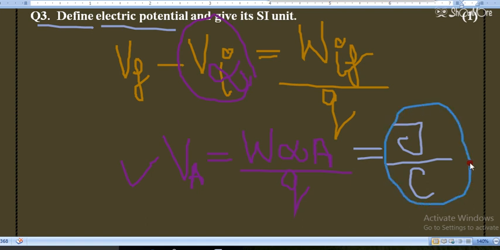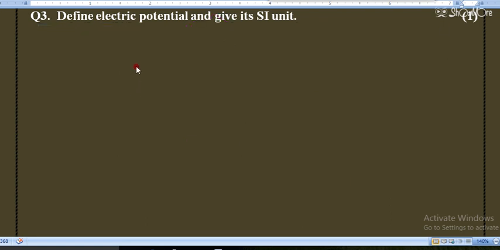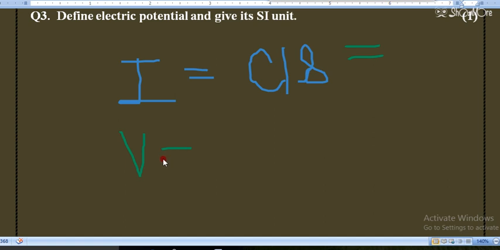But students, you know what you mean by current? Current is basically charge per unit time, so its unit is coulomb per second. But we do not use this unit, we named it ampere. In the same way, potential is equal to work done per unit charge. Its unit can be joule per coulomb, but this is not the SI unit. Joule per coulomb is named as volt. So the right answer will be volt.